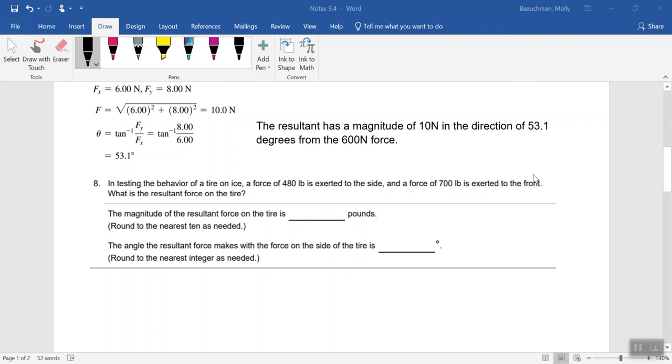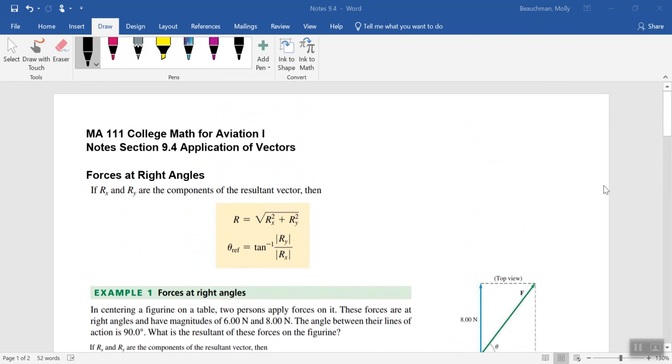In this video, we'll take a look at applications of vectors from section 9.4. We'll take a look at two instances where we have forces at right angles, and then if we have forces that are not at right angles.